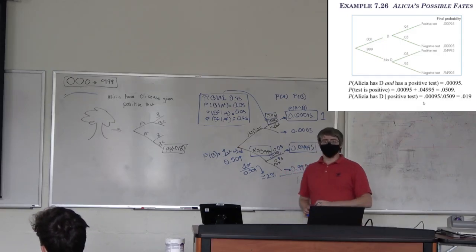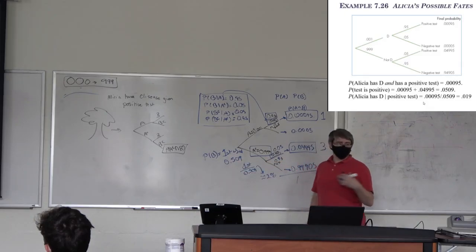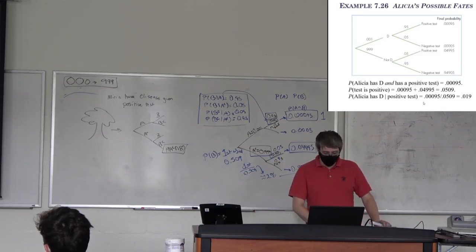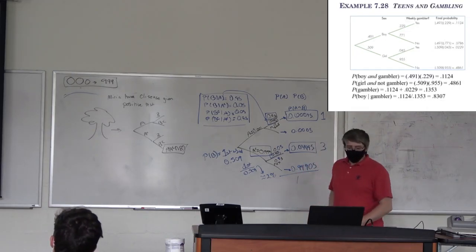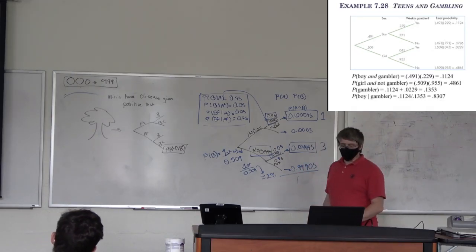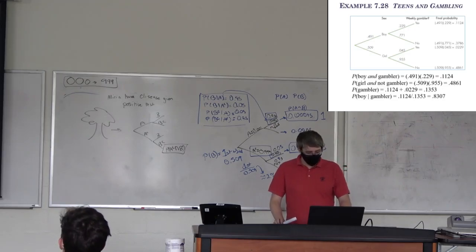So you can either do the mathematical way and just write out all the equations, or do it in this tree diagram sense. You can also do the same thing here with the sex and gambler example, but I'll let you review that on your own time if you want to go through it, and ask me questions later on about it.